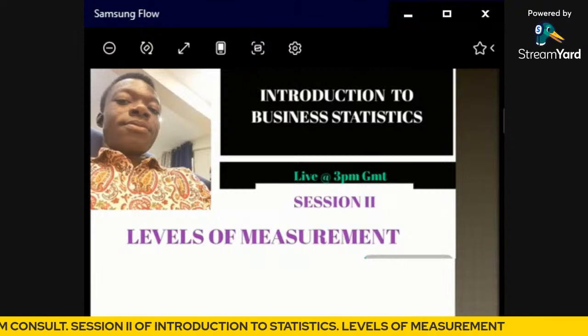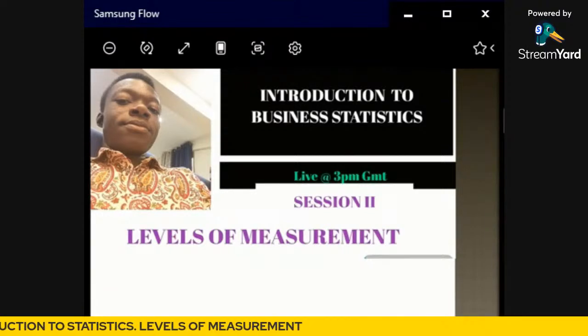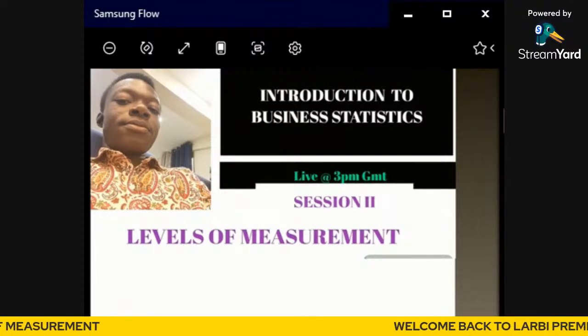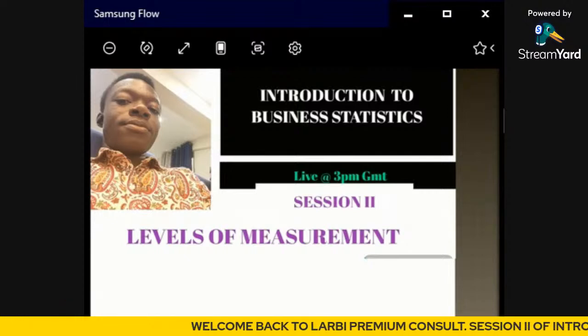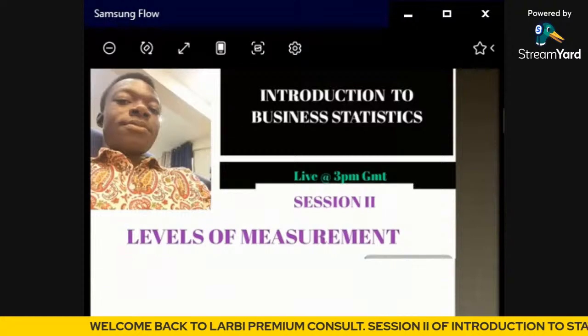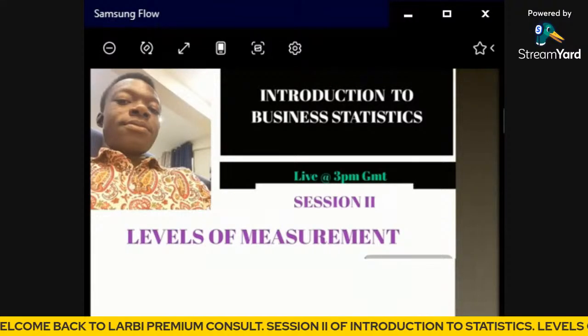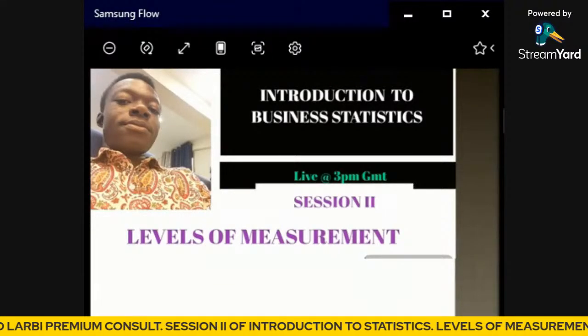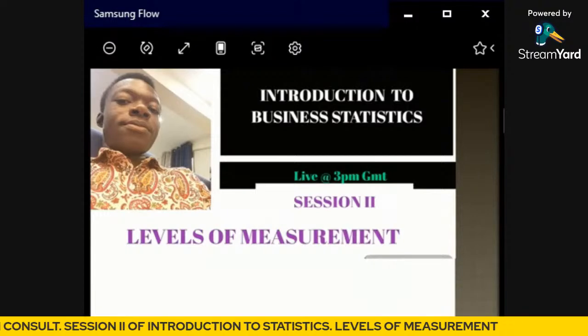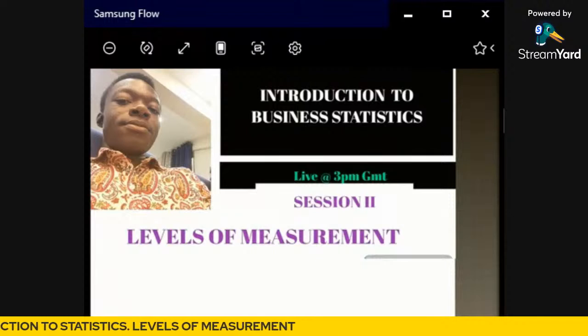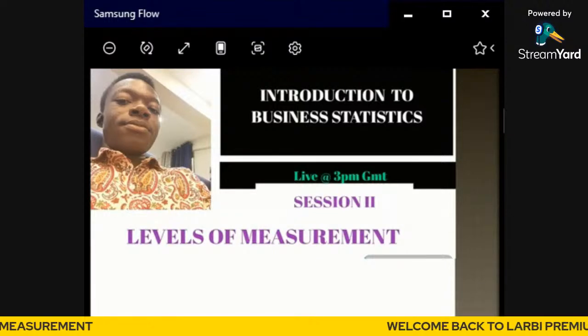We also looked at the definition of statistics, and we said it can be defined from two perspectives: the plural form and the singular form. We also went on to define certain key functions of statistics, such as numeric data and collection of data. Then we discussed the reason why we need to study statistics, and I think we also defined certain terms in relation to statistics.